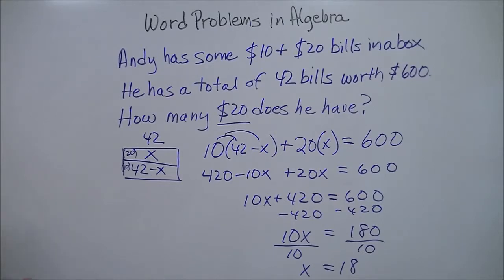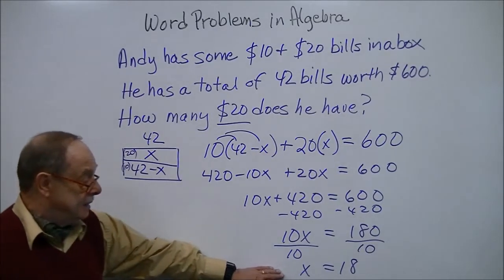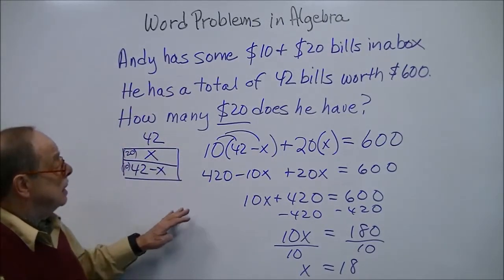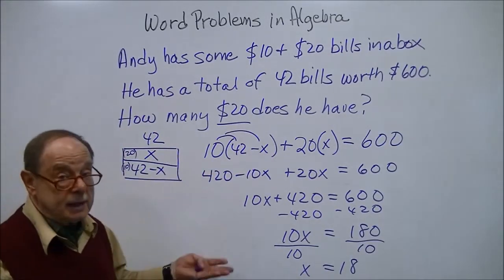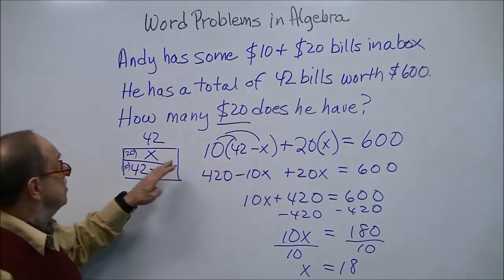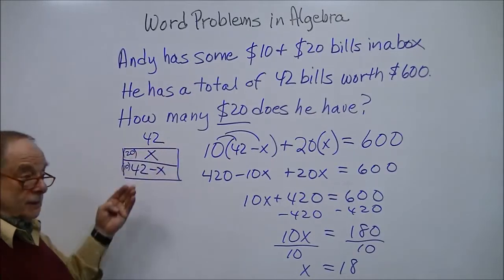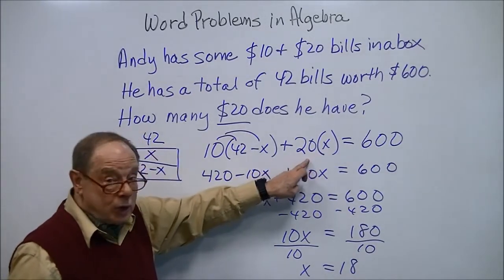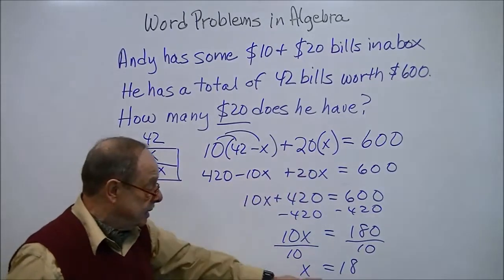And lo and behold, that is the answer. Now, had I done it the other way, I would have gotten the number of $10 bills. Then I would have had to subtract that from 42 to find the other. But since I set it up that x is my $20 bill number, it solves it.